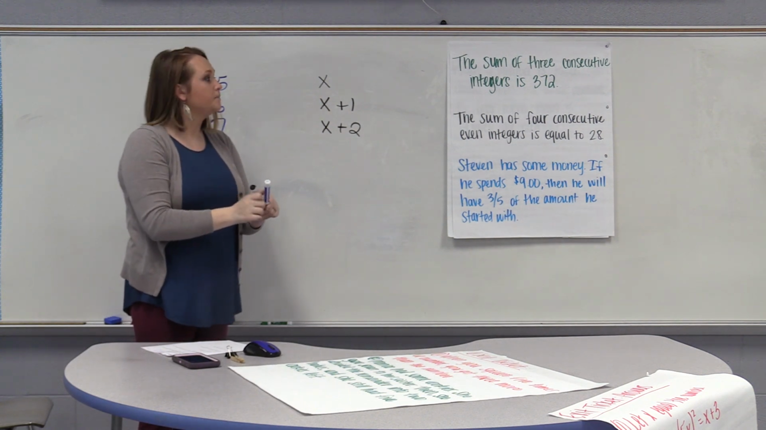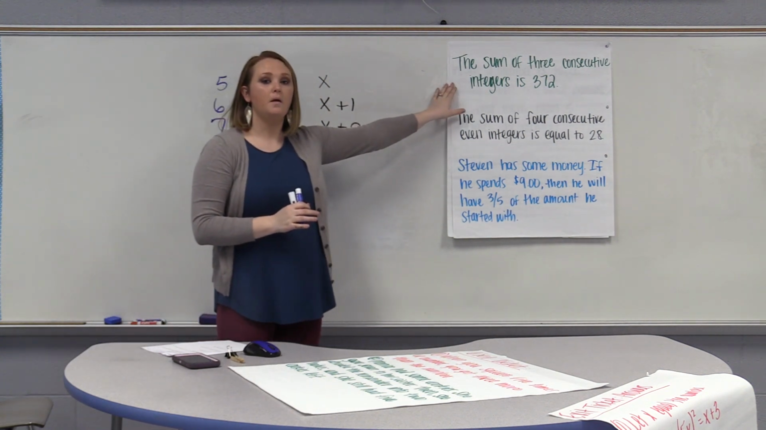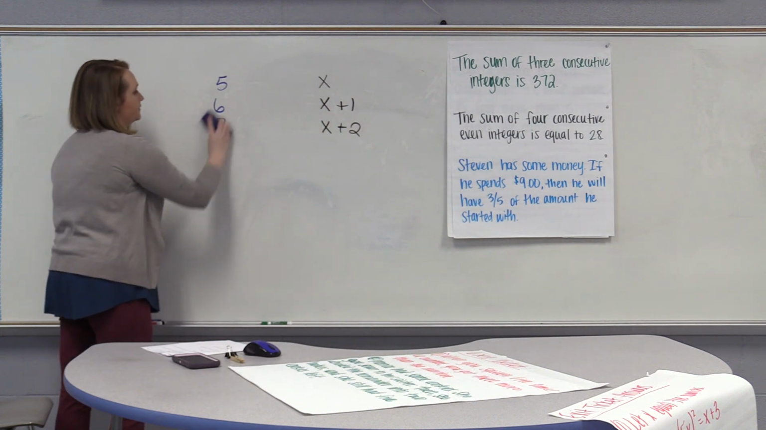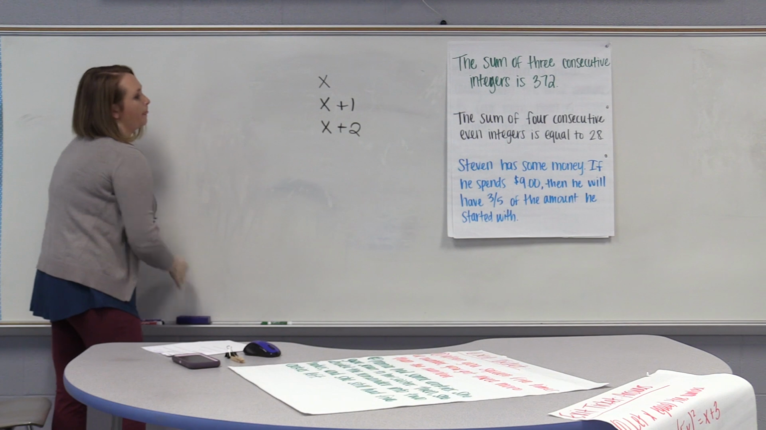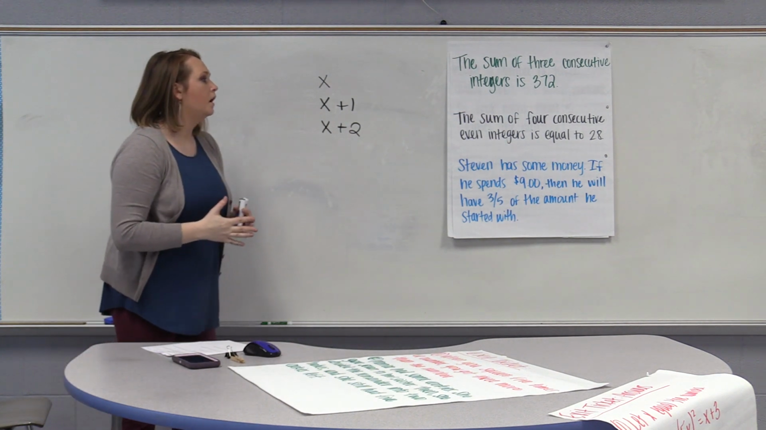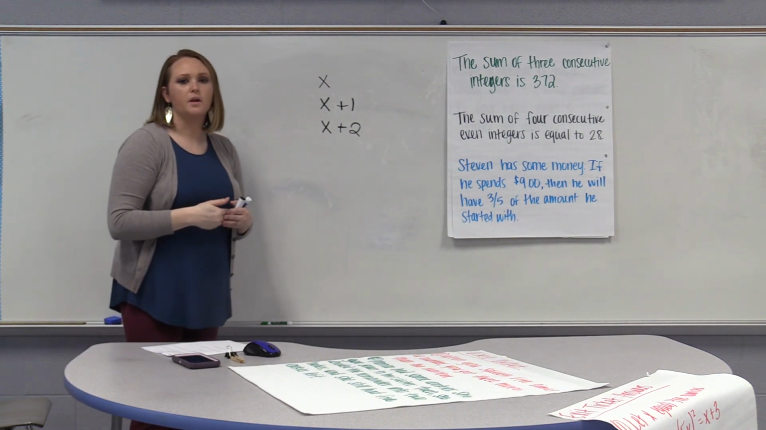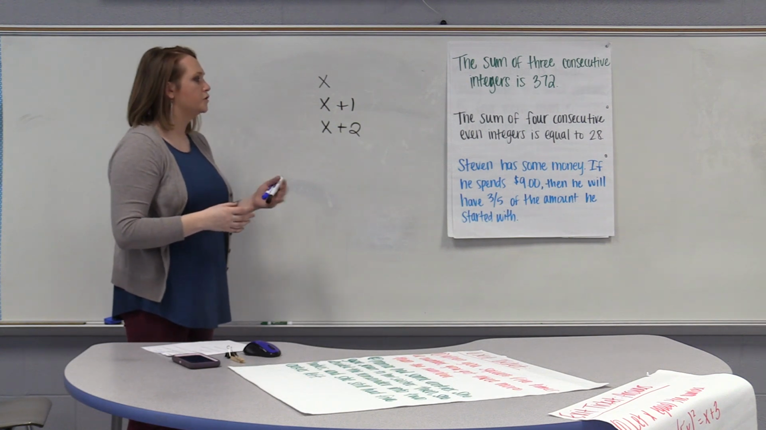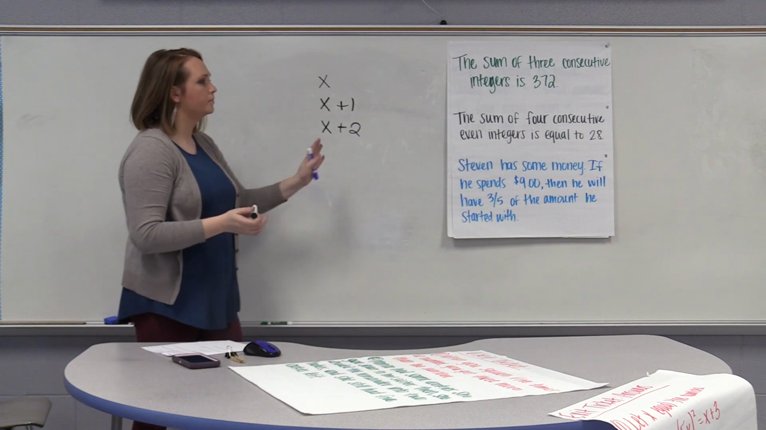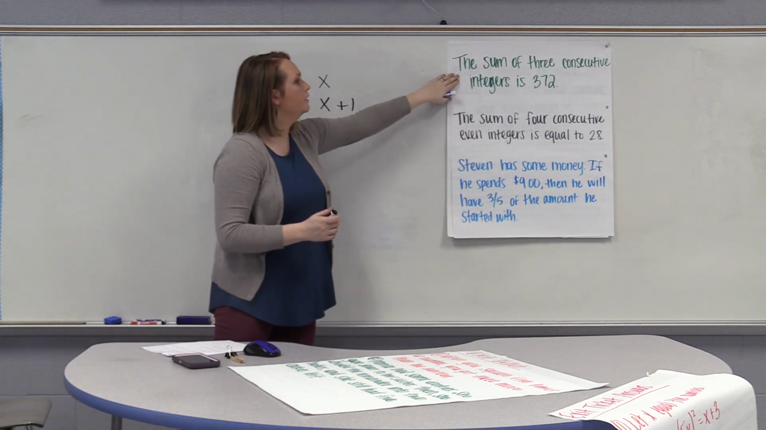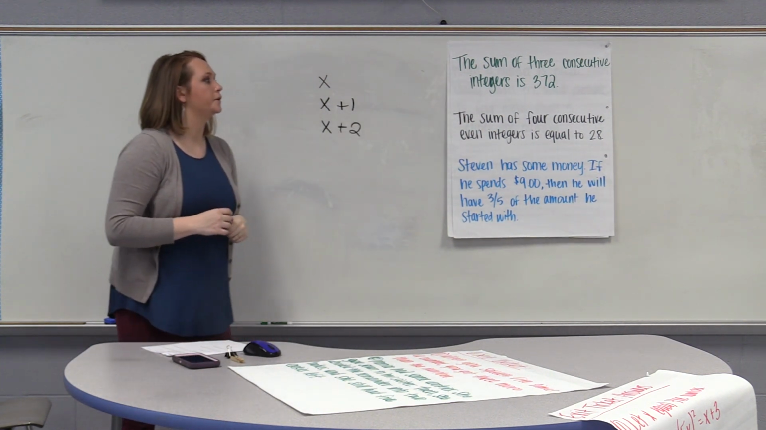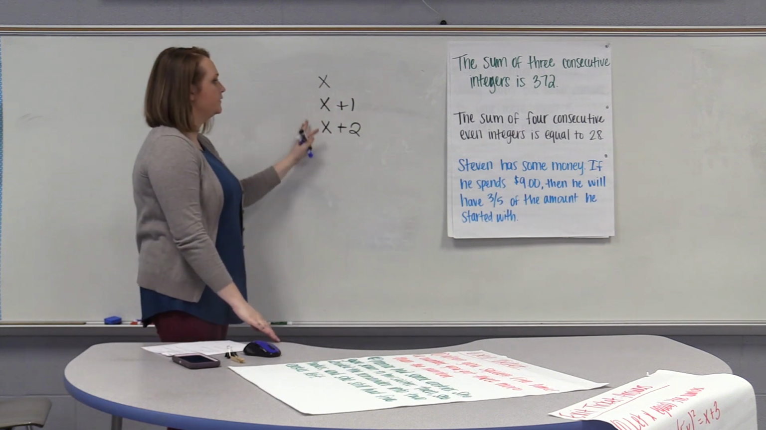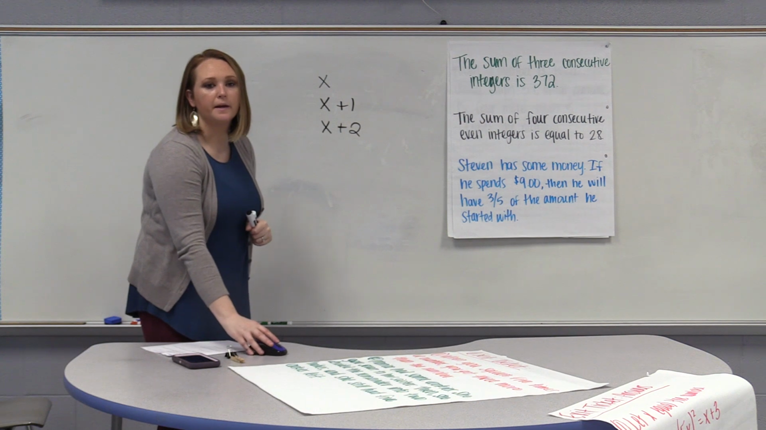Now, express the statement, the sum of 3 consecutive numbers is 372. I apologize, I got lost. I was looking here. The sum of 3 consecutive numbers, or 3 consecutive integers, is 372. See if you can put all of that together into a mathematical statement.